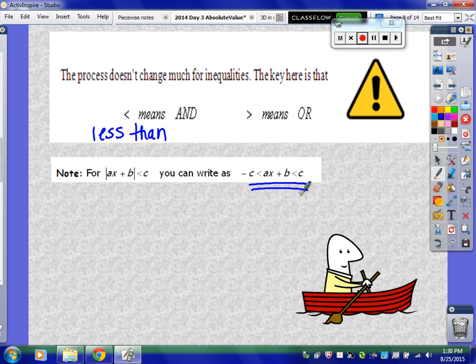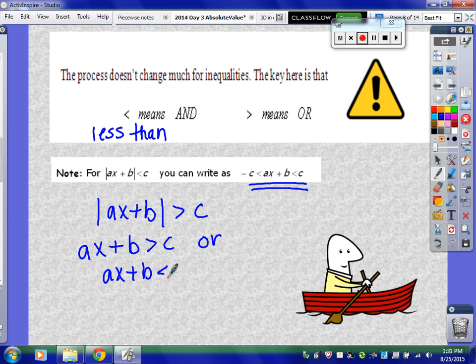All right, so let's look at a couple examples, and I'll explain why we have that ors on a boat, ors point out. So when you're going to rewrite your inequality for or, if we had the absolute value of ax plus b is greater than c, our two inequalities are going to be ax plus b is greater than c, or ax plus b is less than negative c. Ors on a boat, they're pointing outward. So one's going to the right, one's going to the left. Ands point in. Ors point out.